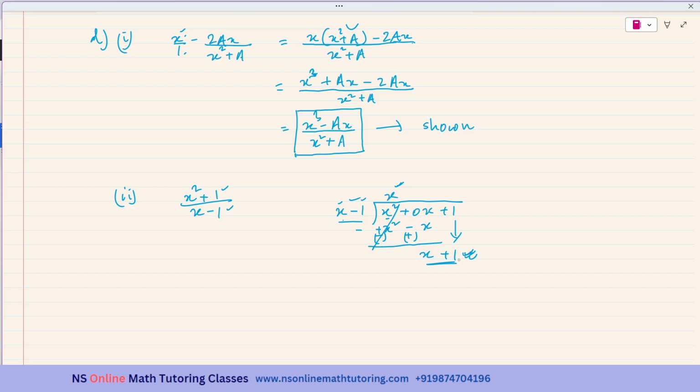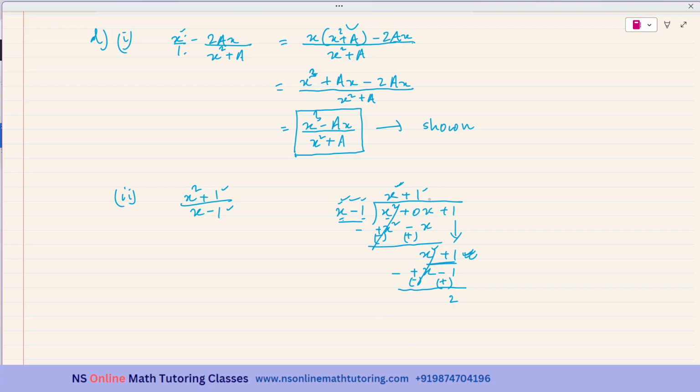Now this becomes the new dividend, so we'll be taking the first term of the dividend and dividing this by the first term of the divisor. So x divided by x is 1. This becomes the second term of the quotient. And we will be multiplying this term of the quotient with every term of the divisor. So 1 times x, we will be writing the products under the like terms. So it is x and 1 times negative 1 is negative 1. Again, we have to subtract, so the signs will be changing and this will be 2.